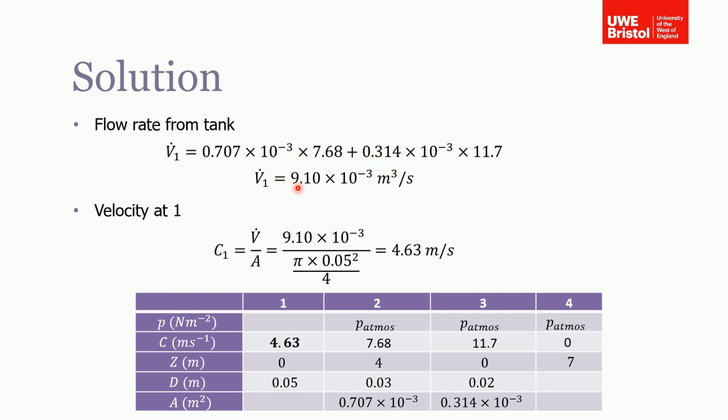We could convert that into a mass flow rate if we wanted to by multiplying it by the density, which is 1,000 because we're told it's water. For the last part of the question, we want to find the pressure in pipe 1, the gauge pressure actually, we're told in the question. Before we can do that, we need to know the velocity here, and we've just worked out the volumetric flow rate. So dividing the volumetric flow rate by the area, which we can work out from the diameter, we end up with a velocity of 4.63 meters per second.